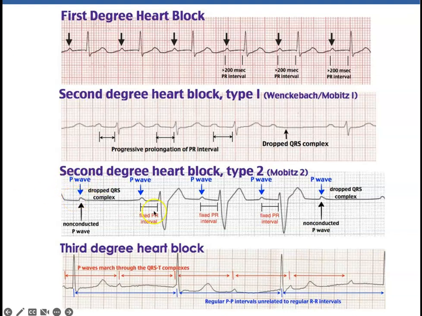So in this one, what happens is you have a fixed PR interval. So the distance between the P and the Q is fixed, right? But what happens is that eventually you're going to drop off a QRS. So here's your P wave, QRS, T, right? P wave, QRS, T. So these intervals are normal. And then here's that P wave, and then boom, it drops off.